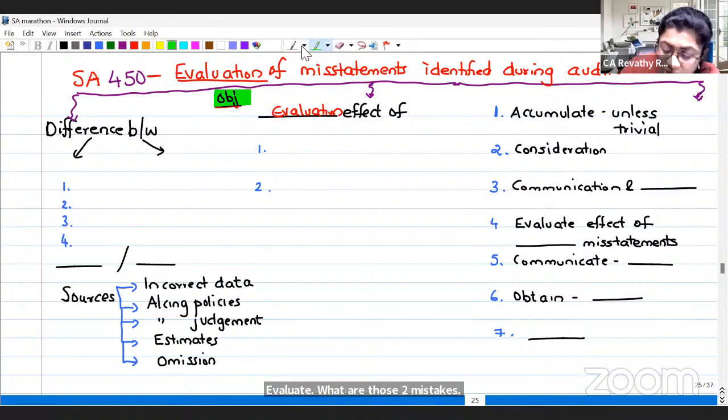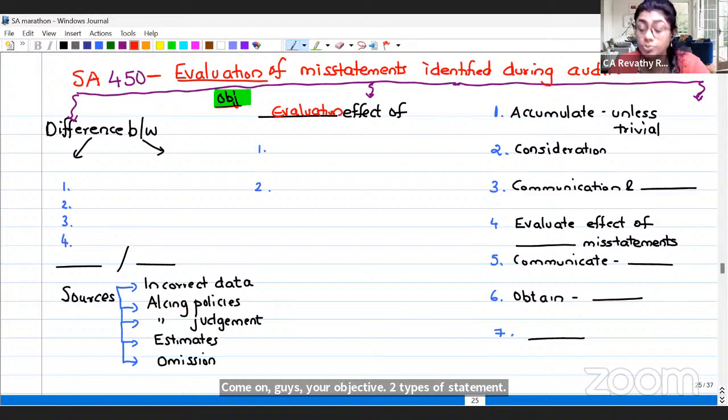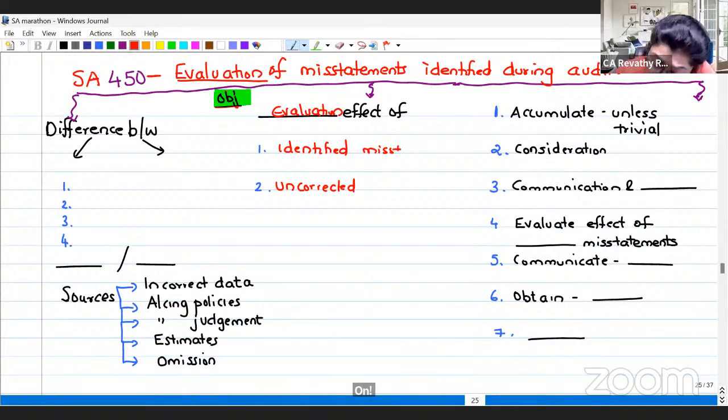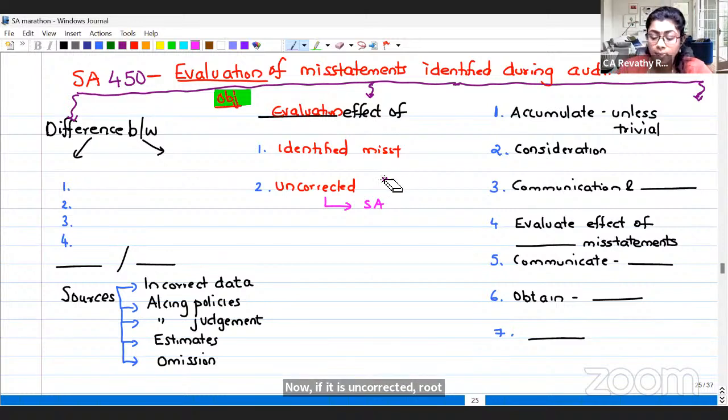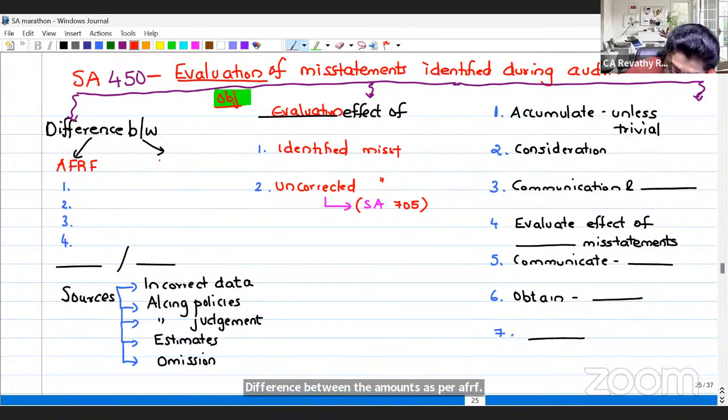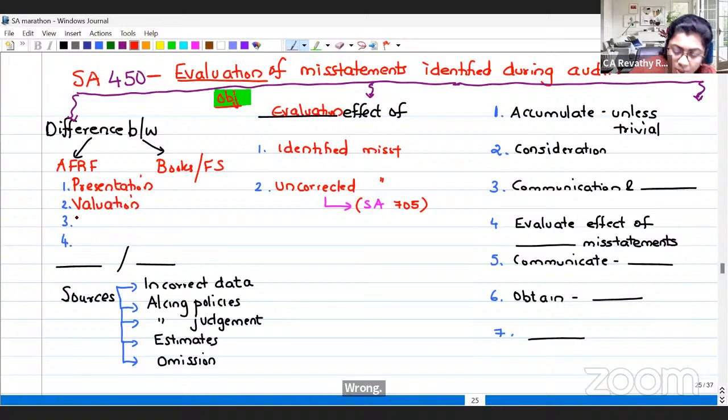What are those two? I'm asking your objective. One, identified misstatements. Second, uncorrected misstatements. If it is an uncorrected misstatement, the route will go to SA 705. You will modify the opinion. What is a misstatement? It is a difference between what it should be and what it is: the difference between the amounts as per AFRF and the amounts as per books, FS. It can be because of wrong presentation, wrong valuation, wrong classification.